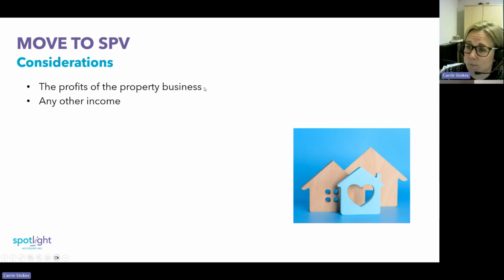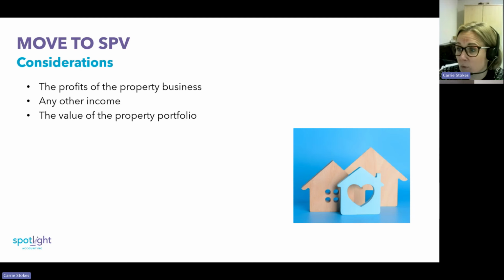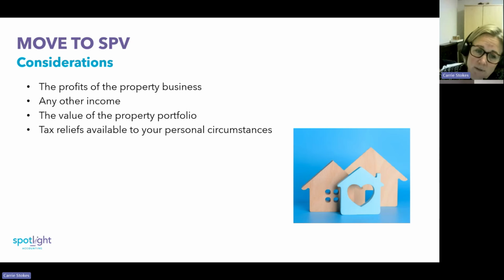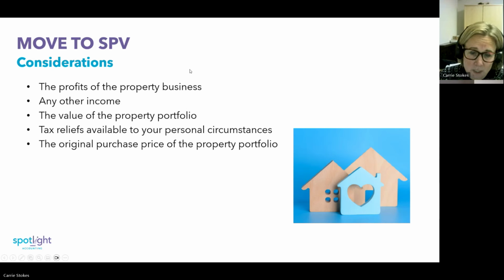Any other income you might have, again, that is which tax banding the income falls into. And the value of the property portfolio. The more value in the property portfolio, the more capital gains you might have to pay. Tax reliefs that might be available for your personal circumstances. So you might have capital losses brought forward that you could use. The original purchase price of the property portfolio.